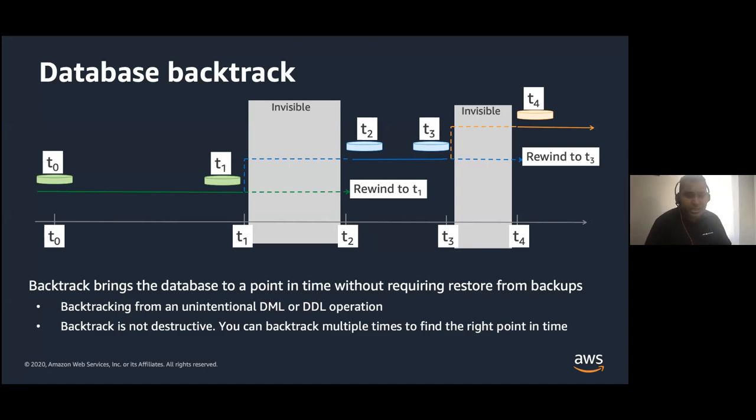You can also repeatedly backtrack a database cluster back and forth in time to help determine when a particular data change occurred, right? For example, you can backtrack a database cluster 3 hours and then backtrack forward in time 1 hour. In this case, the backtrack time is 2 hours before the original time. So when you're doing a lot of trial and error and troubleshooting, this could come in handy as well.